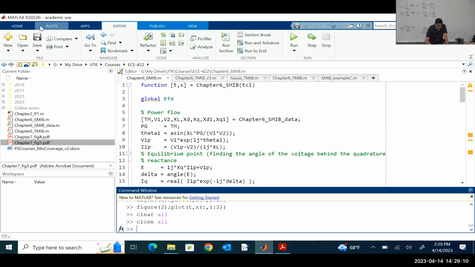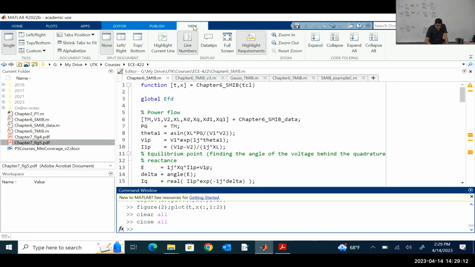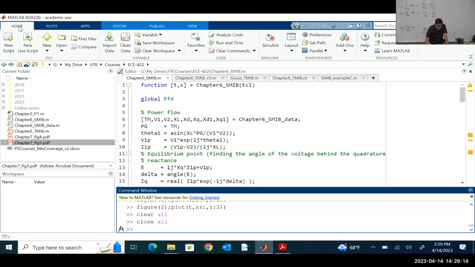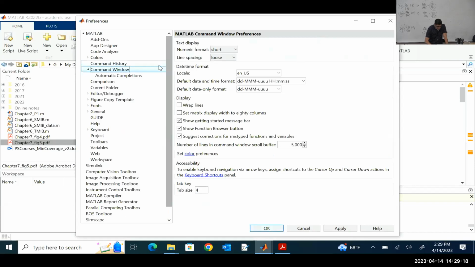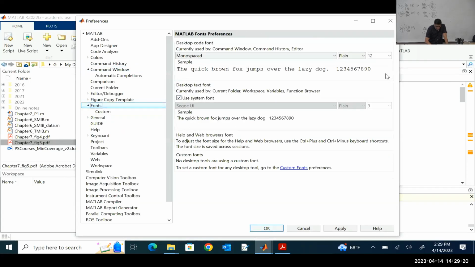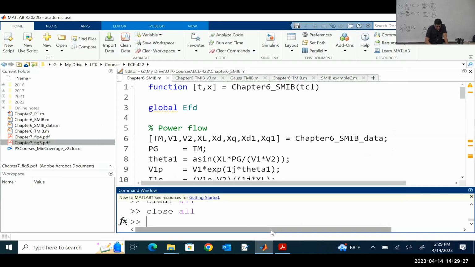Probably I need to increase the font. Where do I do that? Here. Font. I don't know how much. 18 maybe. There.